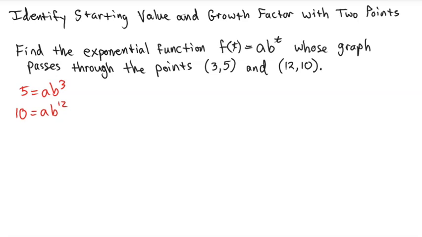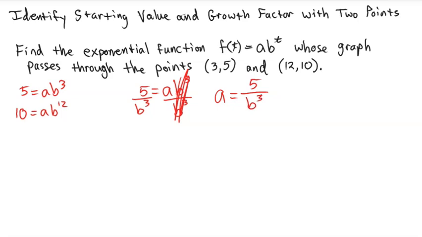So let's bring over 5 is equal to A times B to the 3rd power. It seems to me that the easiest one to solve for here is A. And the way we can solve for A is to divide by B to the 3rd power. And if I do that over here, B to the 3rd power on this side will cancel, and what I'll have is that A is equal to 5 over B to the 3rd power.